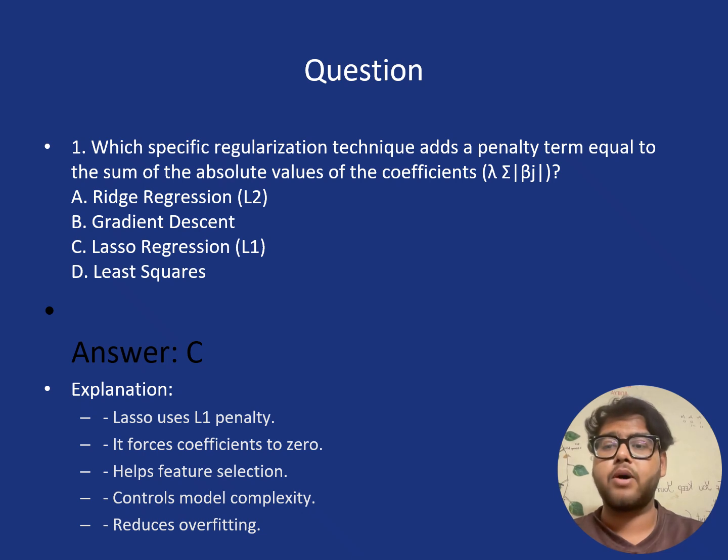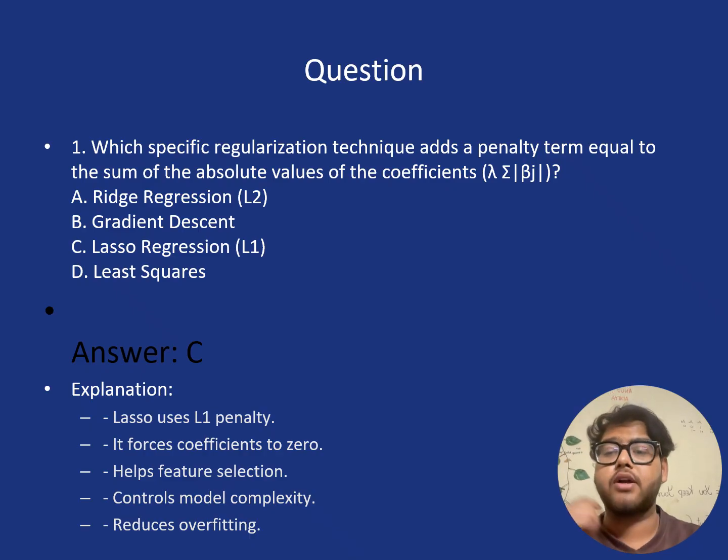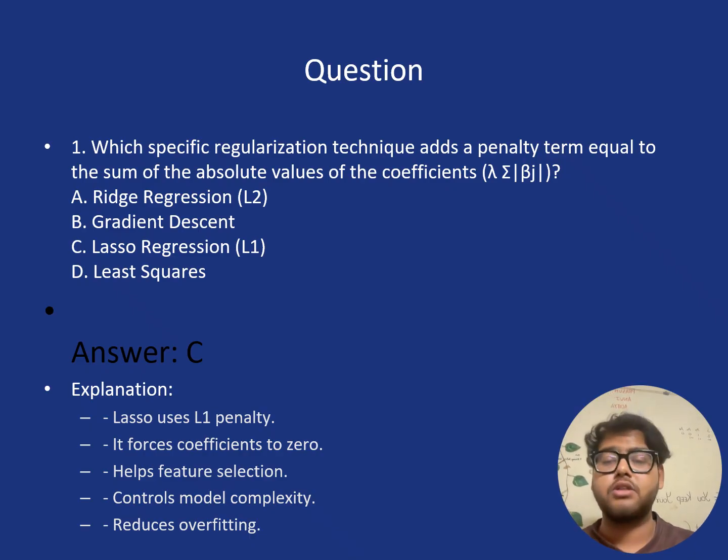So the question number 1 is which specific regularization technique adds a penalty term equal to the sum of the absolute values of the coefficients? Options are ridge regression, gradient descent, lasso regression, least squares. So the answer for this is lasso regression because lasso uses L1 penalty, it forces coefficients to 0, helps feature selection, controls model complexity, reduces overfitting.